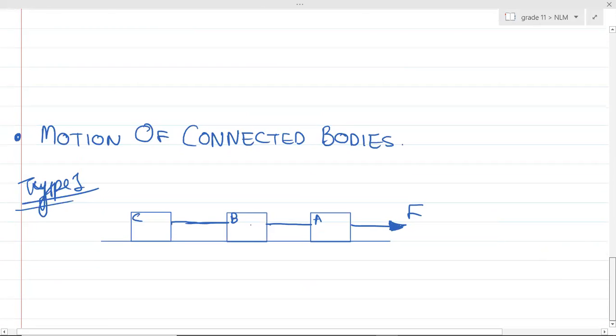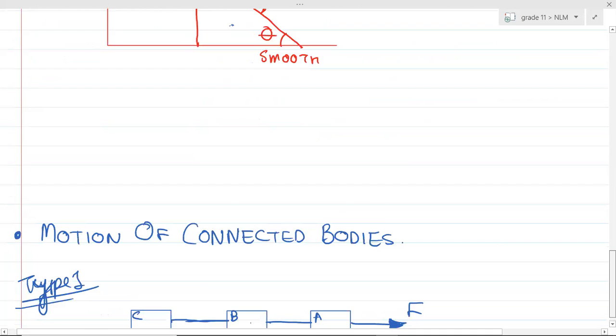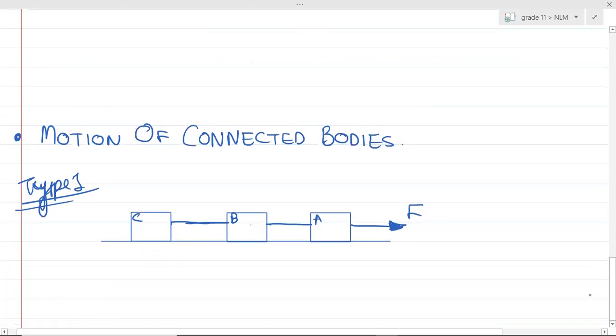Okay, so this is what I was saying. That's why I gave this as homework, because we already discussed that point. So you will be applying that one.